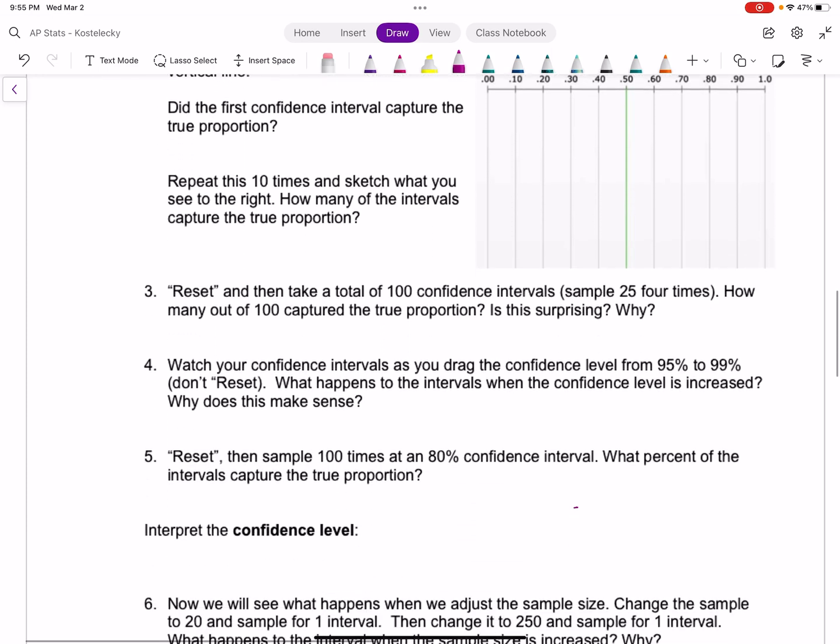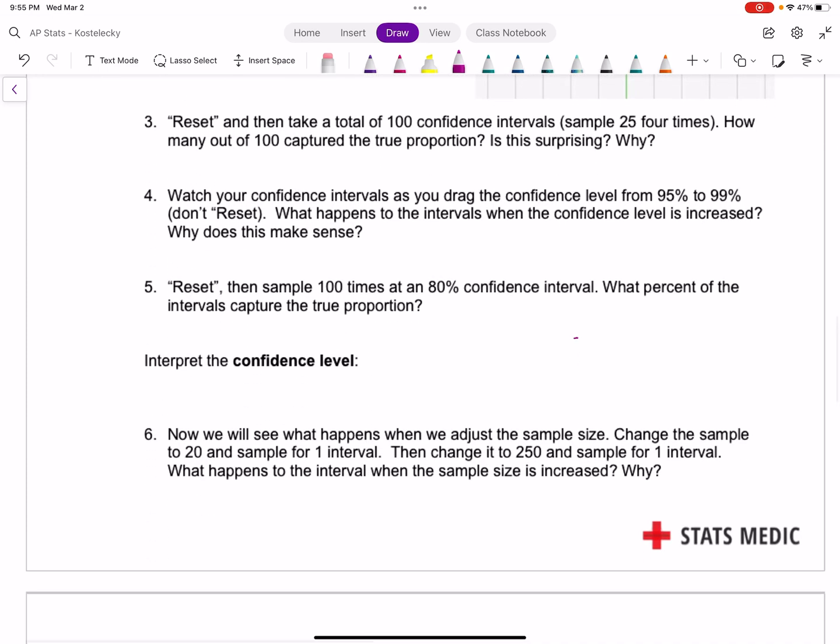For number 4, a couple of notations I want to make. Number 4, watch your confidence intervals as you drag the confidence level from 95% to 99%. Don't reset. What happens to the intervals when the confidence level is increased?